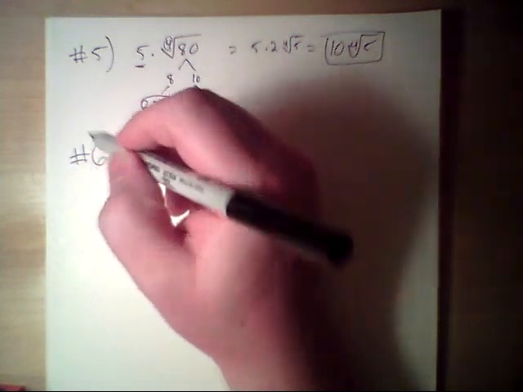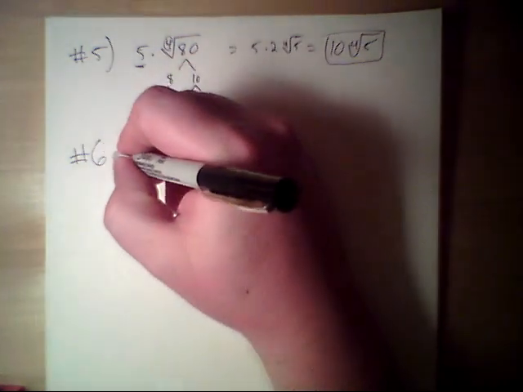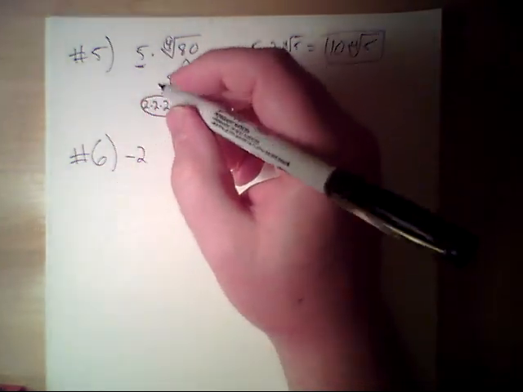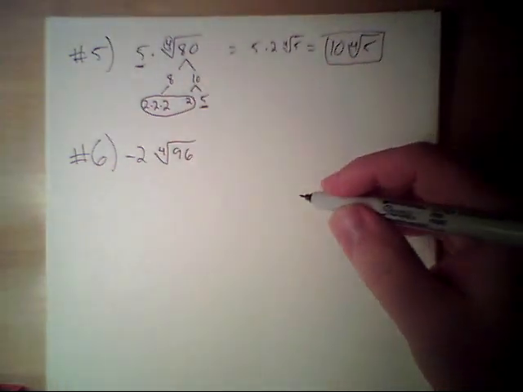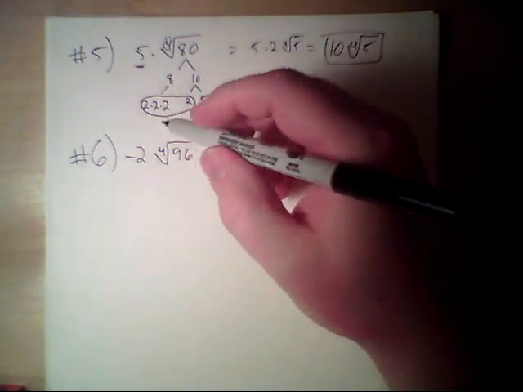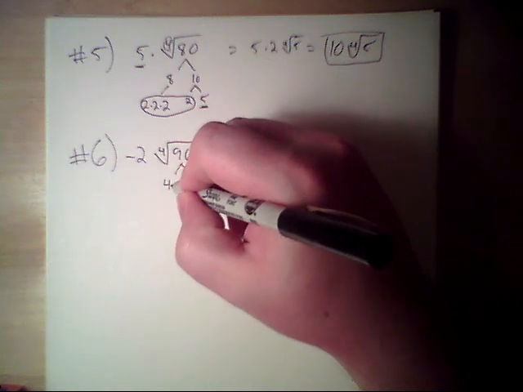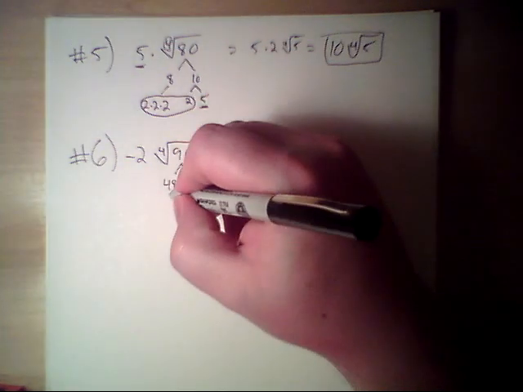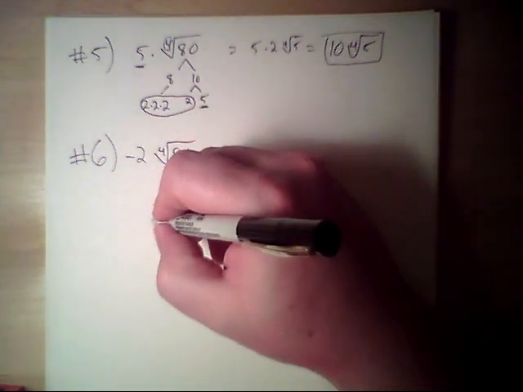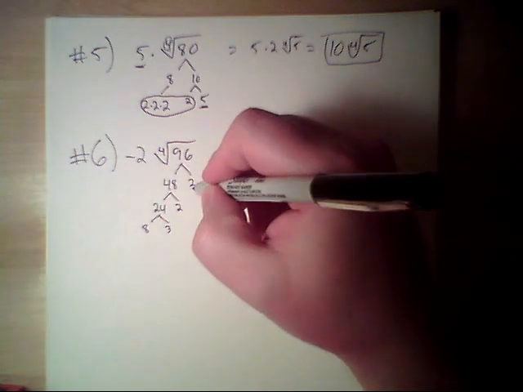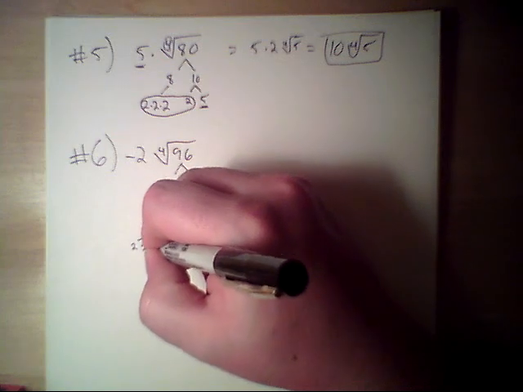Number 6. Make sure that's in view there, good. We have -2 times the fourth root of 96. All right, let's break this down. 96 divided by 2 is 48, so that's 48 times 2. 48 is 24 times 2. And then 24 is 8 times 3. So we have a prime number, prime number, prime number, and we know what 8 is. That's just going to be 2 times 2 times 2.